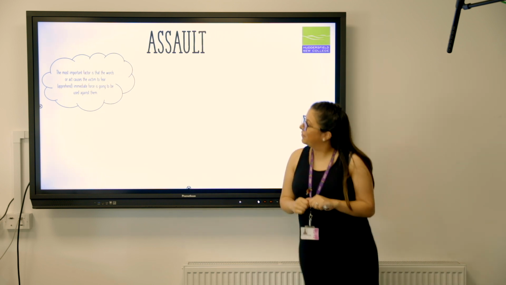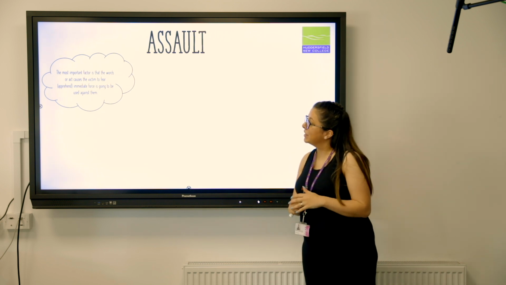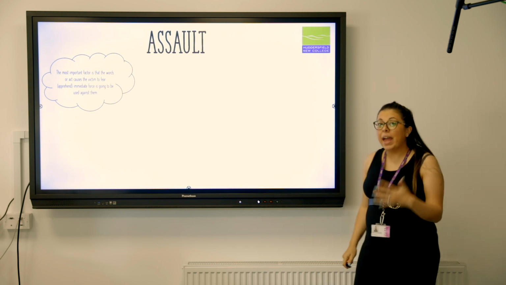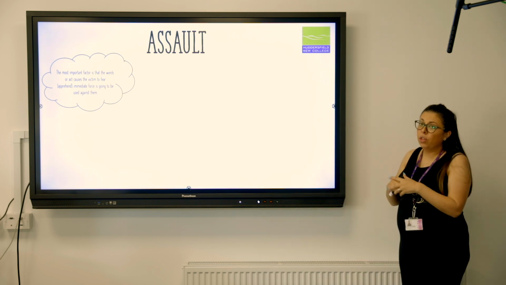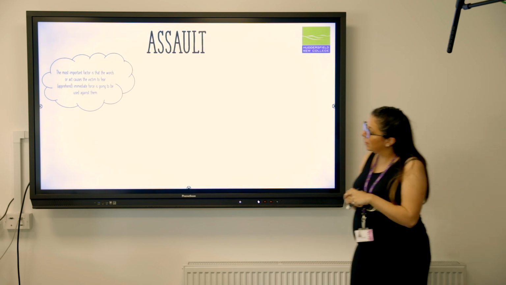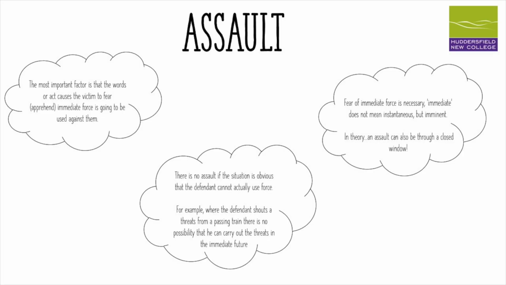The most important factor is that the words or act causes the victim to fear, to apprehend, to anticipate some kind of unlawful personal violence is going to occur. Immediate force: they just need to fear that immediate force could or would be used against them. There is no assault if the situation is obvious that the defendant cannot actually use the force.